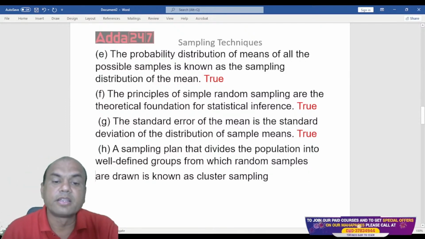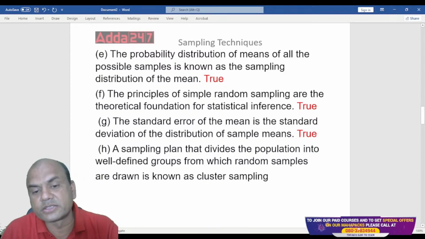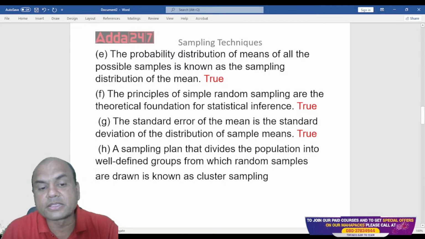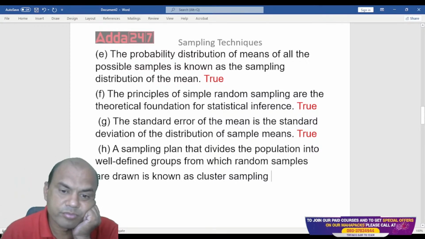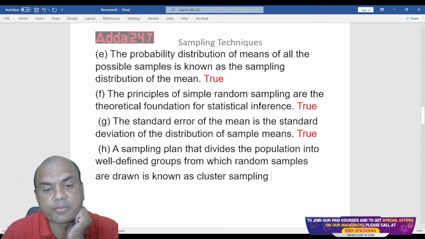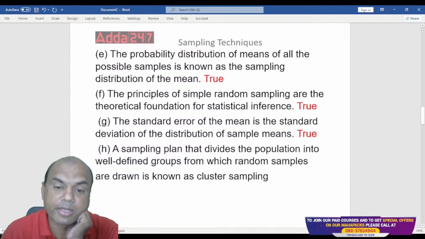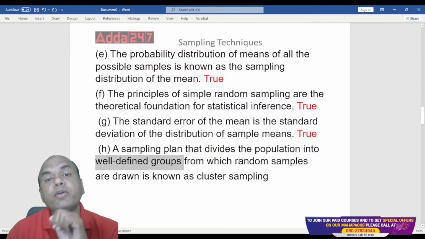Next one. The sampling plan that divides the population into well-defined groups from which random samples are drawn is known as cluster sampling. So, is this known as cluster sampling? A sampling plan that divides the population into well-defined groups. Well-defined means they can be defined in any terms.